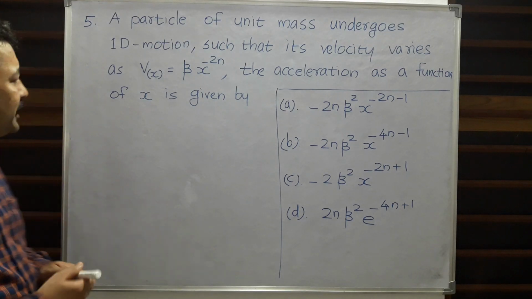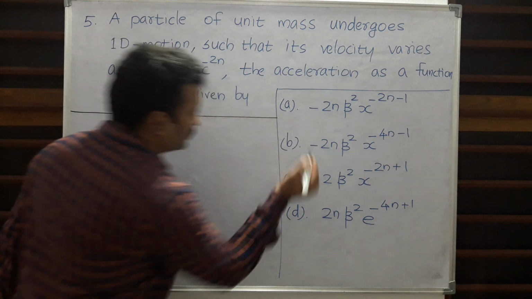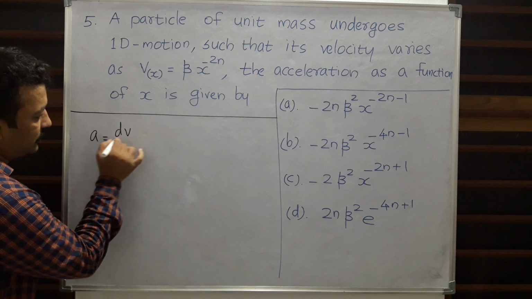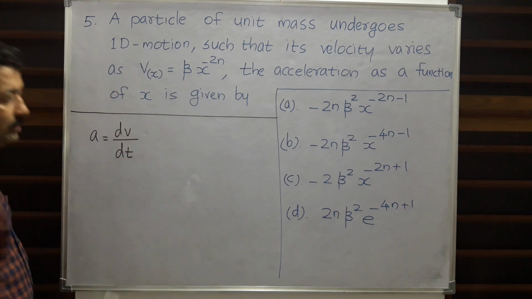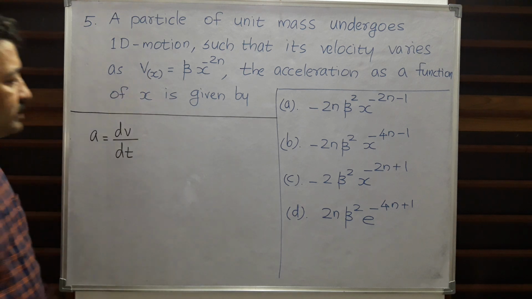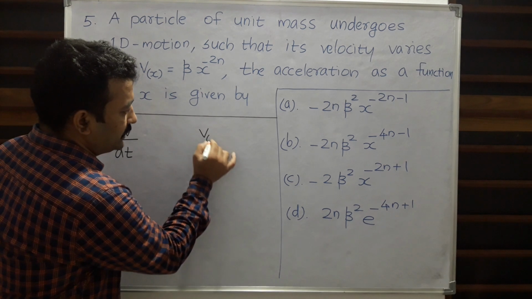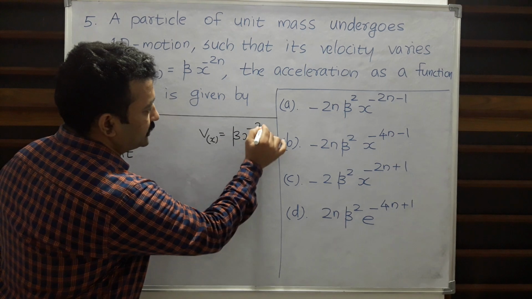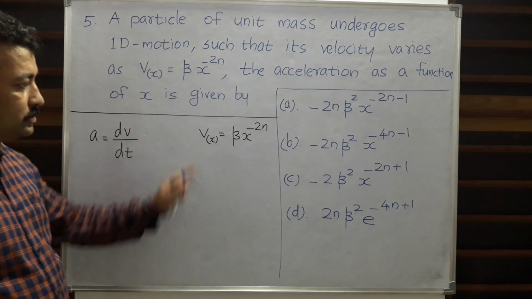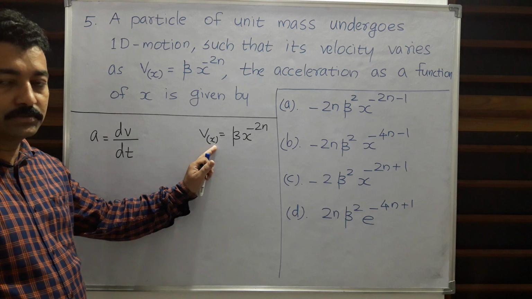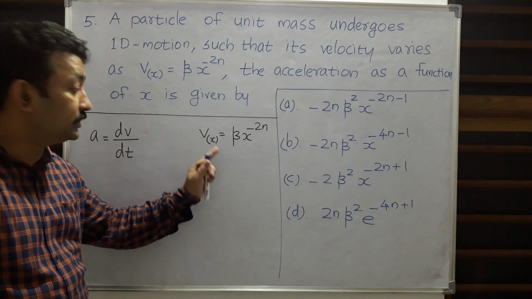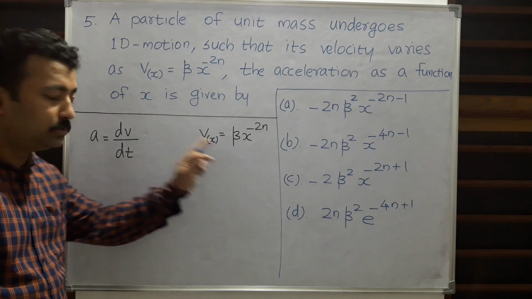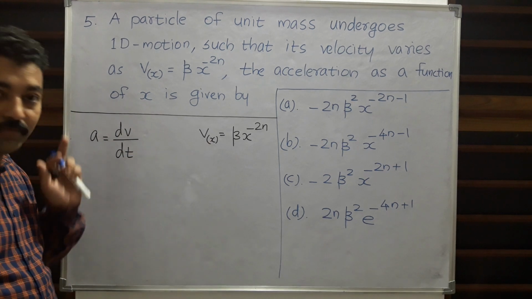So our problem is to get acceleration. We all know that acceleration is the first differential of velocity, dv divided by dt. But look at the expression of velocity. Velocity is given as v of x is equal to beta x to the power minus 2n. That means velocity is a function of x. So our velocity is expressed in terms of x, not in terms of t. So I need to get x as a variable over here.